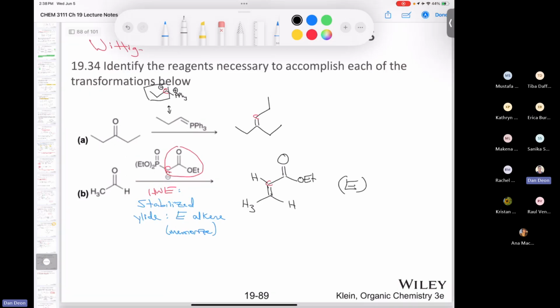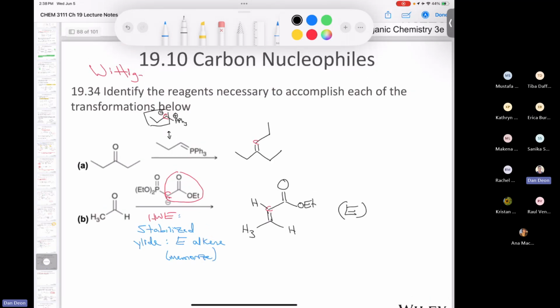So it doesn't matter whether it's a Horner-Wadsworth-Emmons or a Wittig reaction, you just remove the oxygen and put in everything that's attached directly to the phosphorus. If it's a stabilized ylide, meaning one you could draw a resonance form for, in that case, you end up with the E.